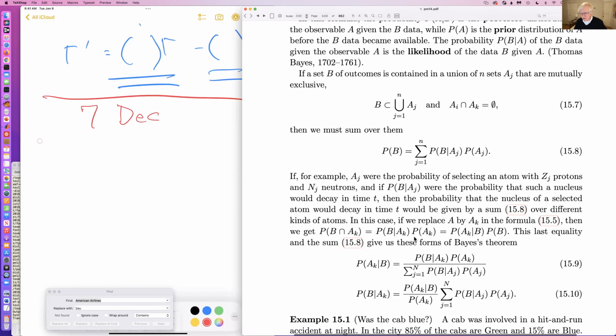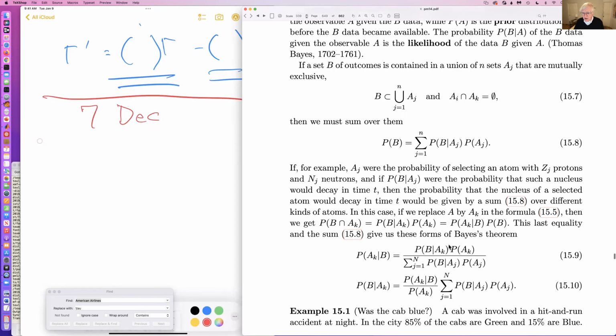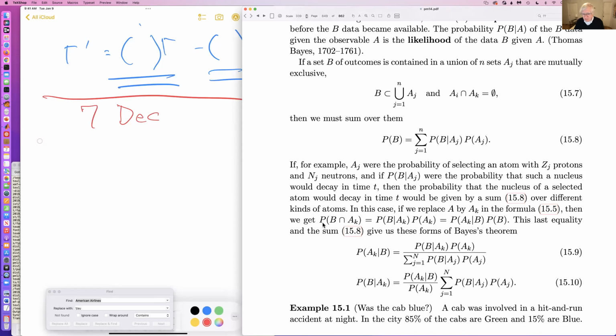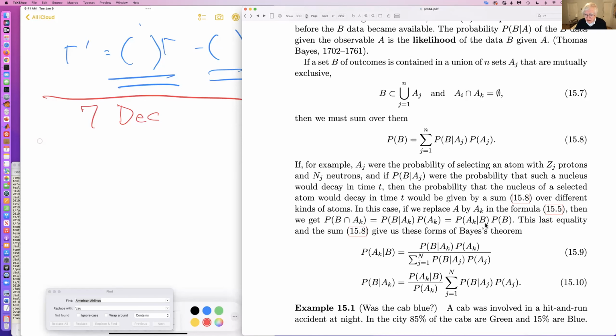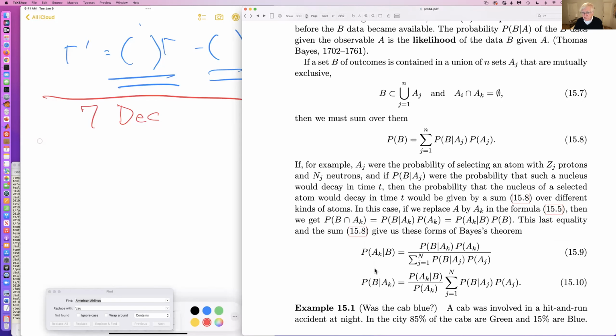In this case, if we replace A by AK in the earlier formula, which is the one that led to Bayes' theorem, then we get the probability of B and AK is the probability of B given AK times the probability of AK, and it's also the probability of AK given B times the probability of B. And so if you combine this with 15.8, you get that the probability of AK given B is the probability of B given AK times the probability of AK. Now we have to divide by the probability of B.